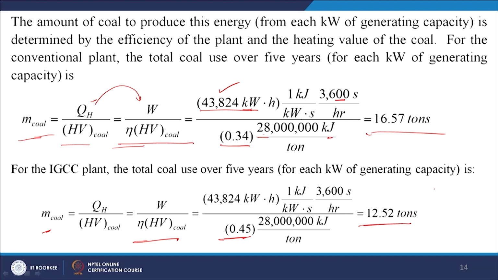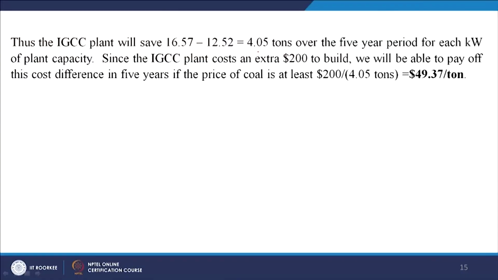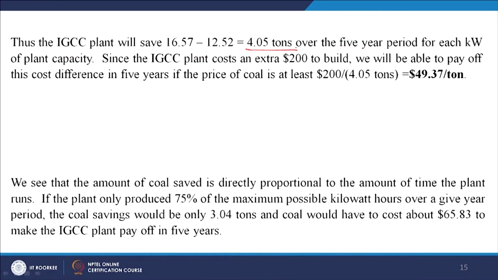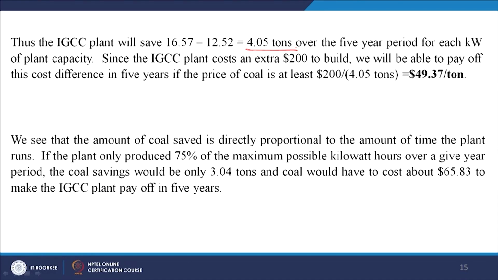So, 16.57 minus 12.52 is the coal saved by the use of this IGCC plant. This coal saving means we are spending less money, that should be equivalent to how much investment we have made for the installation of the IGCC plant. So, that is equal to 4.05 tons of coal that can be saved over the 5 years for 1 kilowatt of plant capacity.